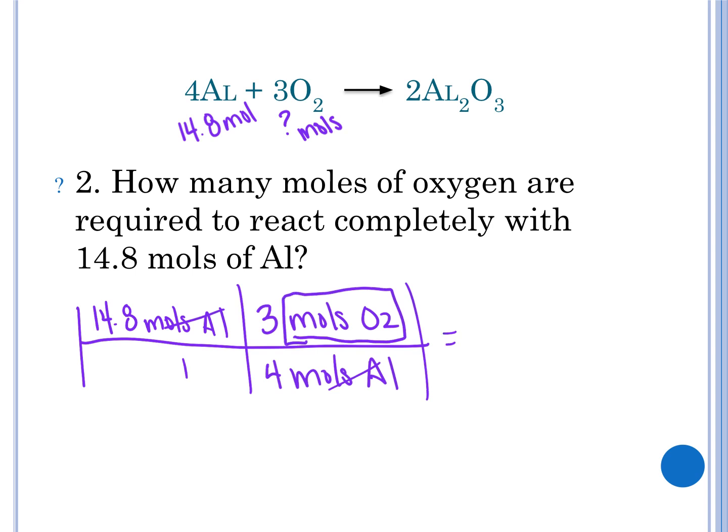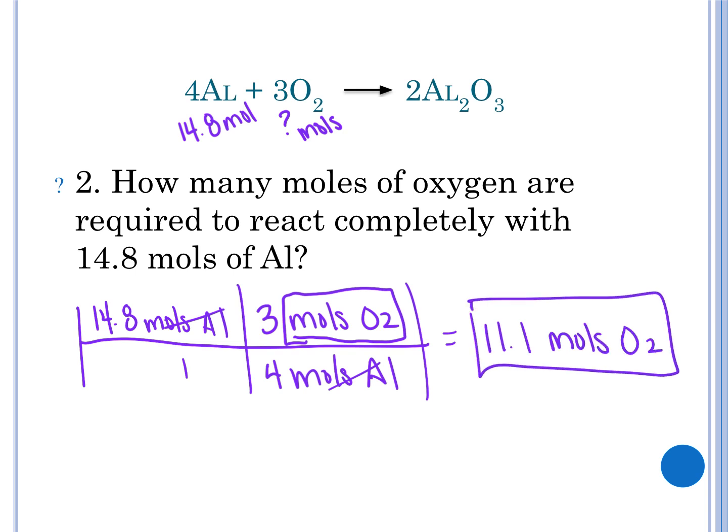Okay. So before we calculate for this problem, do you even have to do anything with this side of the equation? Okay, nope. Okay, multiply the top row. So 14.8 times 3, and then divide by 4. What are you getting for a final answer? 11.1. What's your unit? Moles of oxygen. Okay. Moles of oxygen. Good.